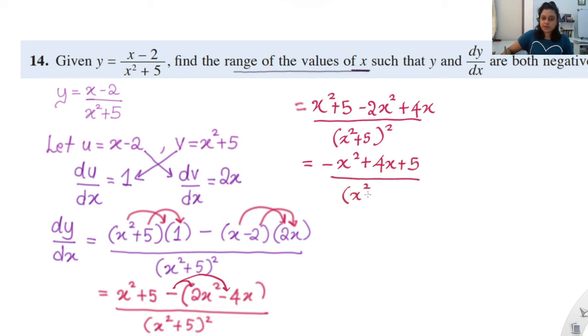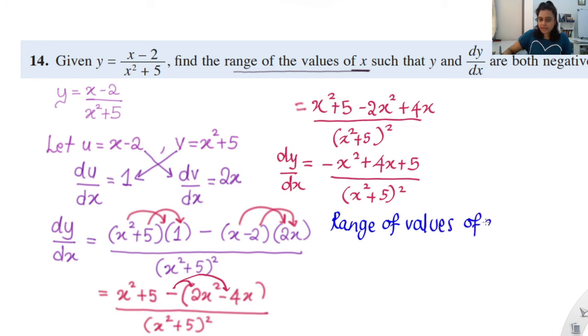Okay, this is our dy dx. This is our first derivative, dy dx. Okay, now let's find the range of values of x. Okay, how to find the range of values of x? Okay, range of values of x when y is negative. Negative means lesser than 0.